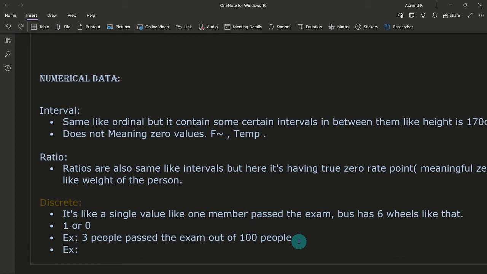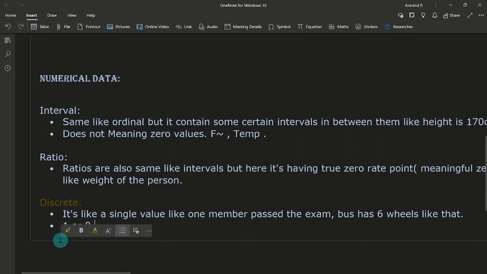Bus has four wheels. Okay, you can't tell bus has three wheels. Sorry, 4.2 wheels. You can't tell bus has 4.0001 wheels. Okay, so you have some specific value, a discrete value there. So this is how I will enter the discrete value here. Okay, guys. Then I will go to the interval data, and then I will come to the ratio data.